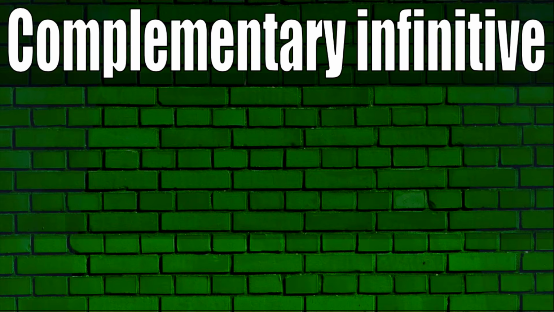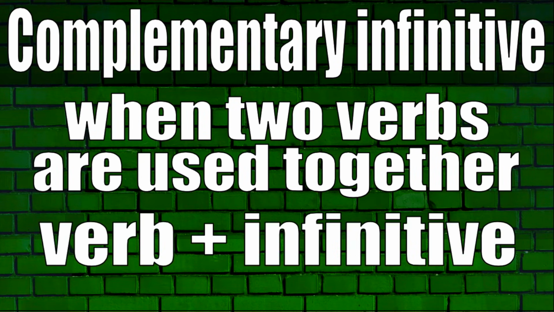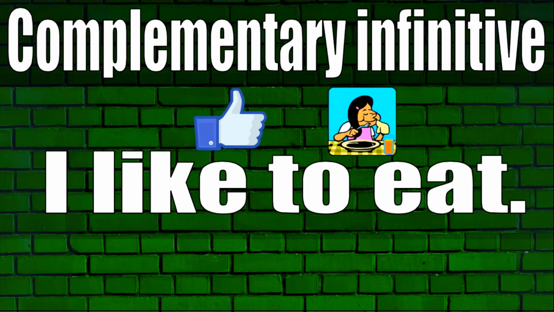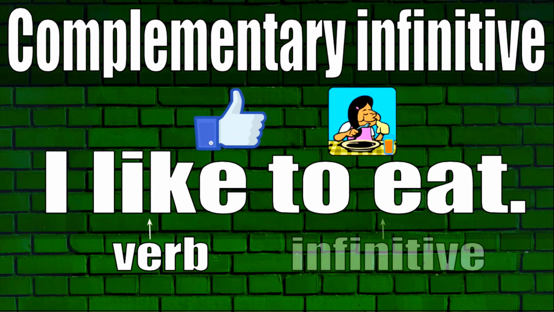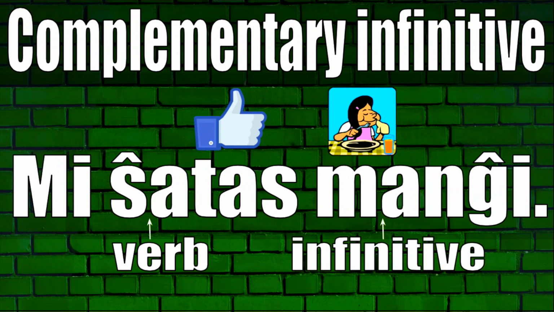Now let's learn about the complementary infinitive. We use complementary infinitive when two verbs are used together. This is just a verb in any conjugation plus another infinitive. As an example, I like to eat. In this case, like is the main verb, and to eat is the complementary infinitive. In Esperanto, we would say mi ŝatas manĝi. Ŝatas is the verb, and manĝi is the complementary infinitive. So the infinitive almost behaves like the direct object of the verb ŝatas, but it still has the infinitive ending because it's a verb.